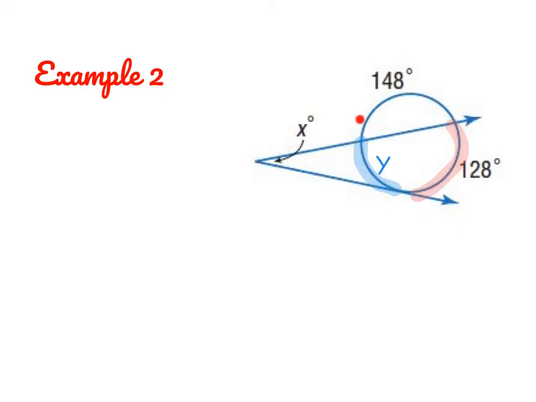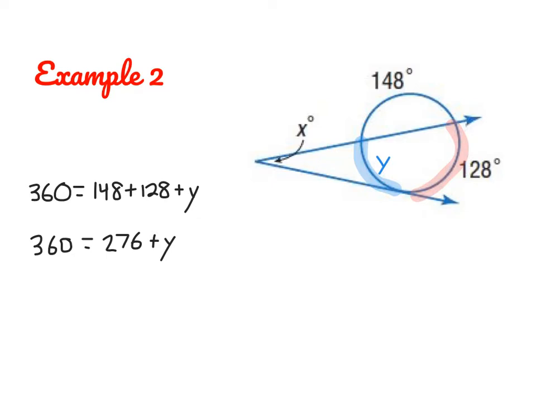So I know that the angles in a circle should add up to 360 degrees. So I can create an equation and solve for that y value. So I'm going to combine like terms. So we have 276 plus y, and then we can subtract 276 from each side. And here we should get 84 equals y.